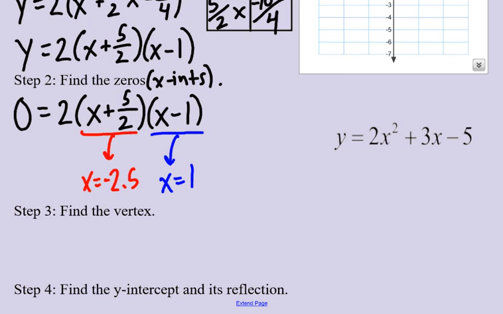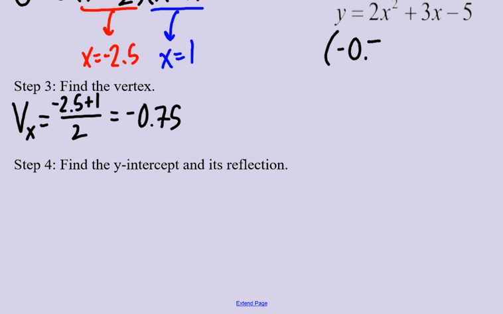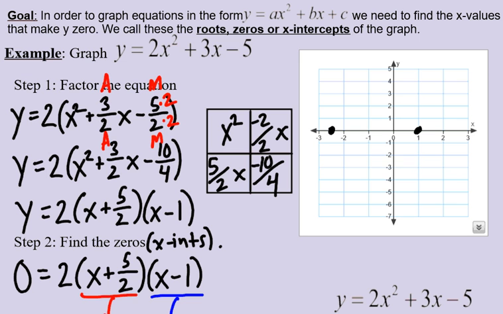Now I need to find the vertex. The vertex is always halfway between my x-intercepts. How do I find halfway in between? I average. So negative 2.5 plus 1 divided by 2. That's going to make negative 1.5 divided by 2, which is negative 0.75. So I have half of my vertex right now. I know it's at negative 0.75. If you want to, you can put a dashed vertical line at that value, and we call that the axis of symmetry. It should be halfway between my values for my x-intercepts, and it looks like it is.